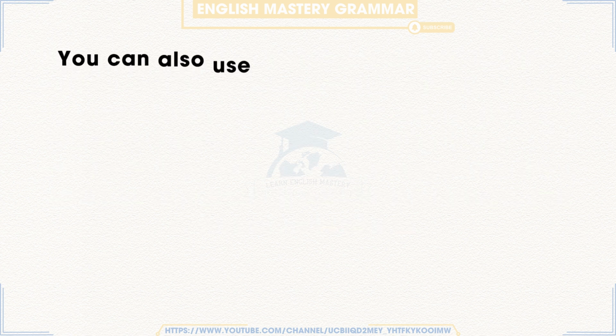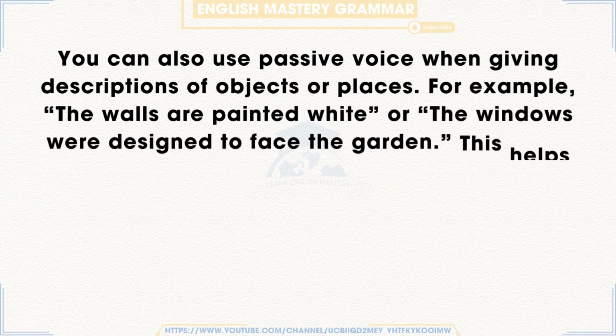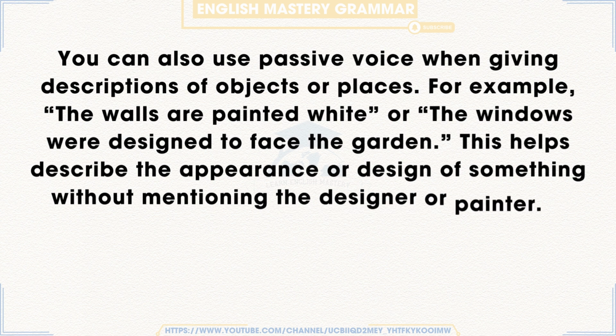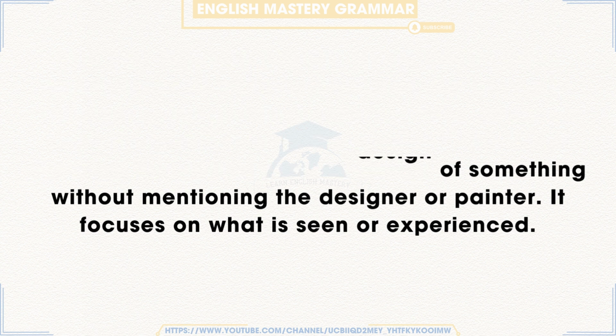You can also use passive voice when giving descriptions of objects or places. For example, the walls are painted white, or the windows were designed to face the garden. This helps describe the appearance or design of something without mentioning the designer or painter. It focuses on what is seen or experienced.